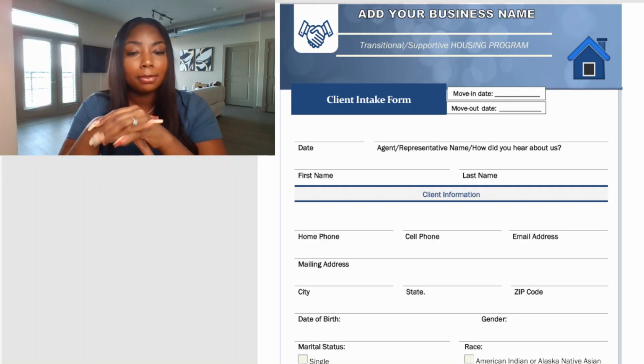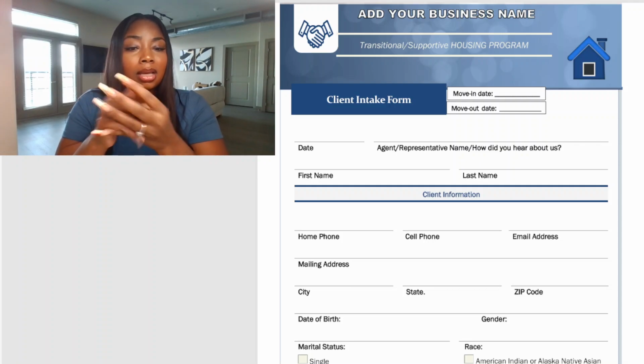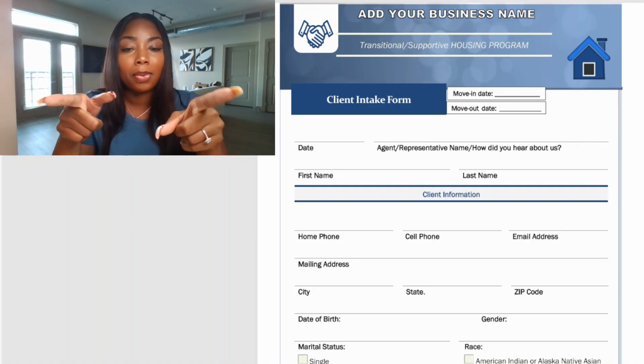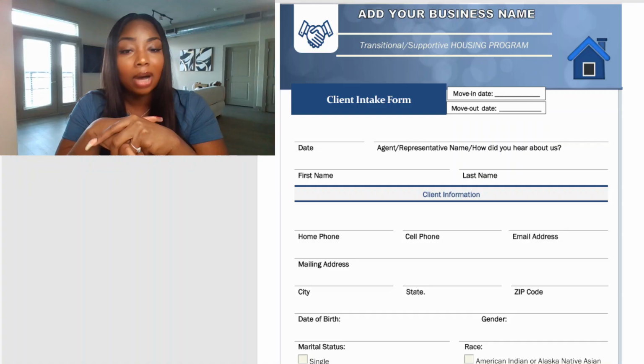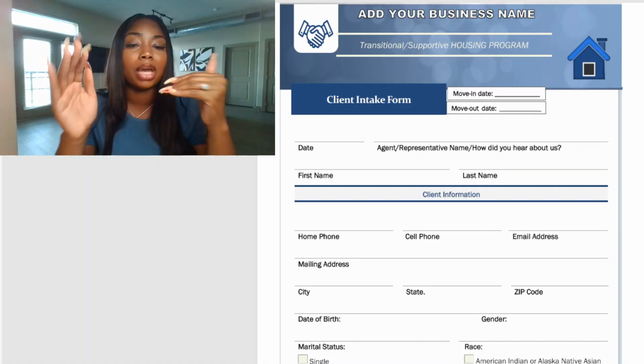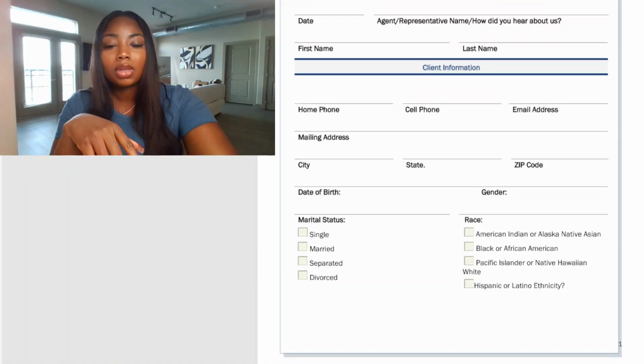Move-in date. This is very important. I have clients that have been with me for about 2 years. I will forget the day that they moved in, but I'm able to always go back to this paperwork to reference that. Move out date. So again, this paperwork is very important, so that way you're able to come back and notate these changes.